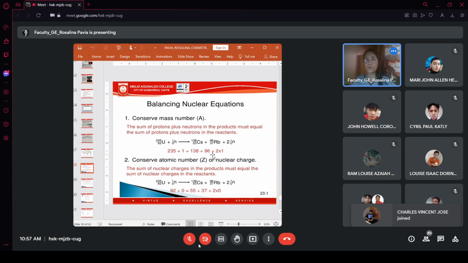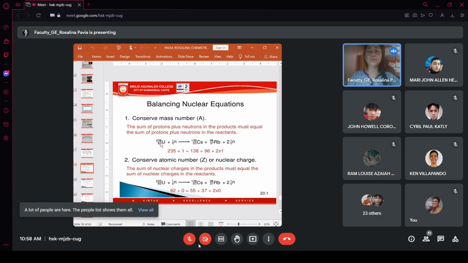Tama? 234. So, you need to have a coefficient that when you multiply it to 1 neutron, it will be 2. So, 2 times 1 is equal to 2. So, when you add 138 plus 96 plus 2, it will be equal to 236. Okay? You got it? This is we conserve the mass. We conserve the mass number. Sa atomic number naman, it's just very similar. Ang ibabalance nyo lang dito is the atomic number, which we did already here, no? We did already here. So, very similar.